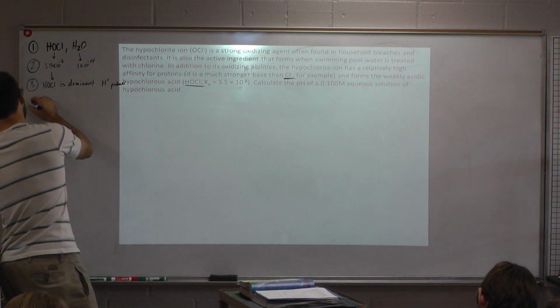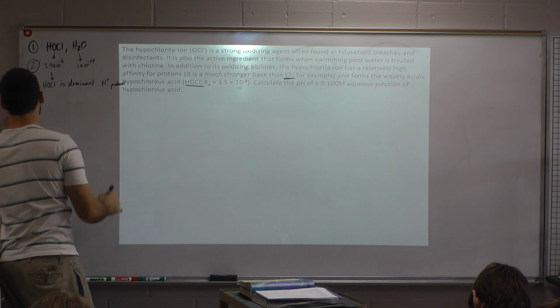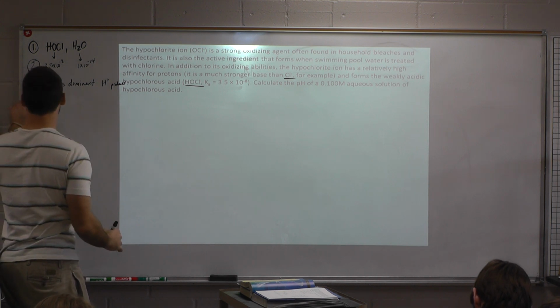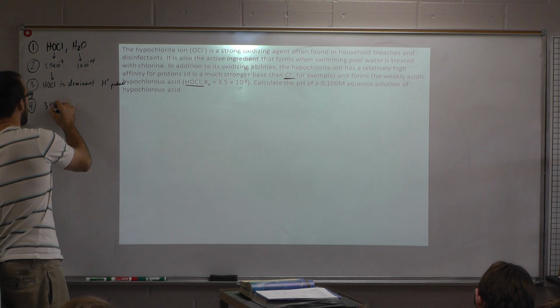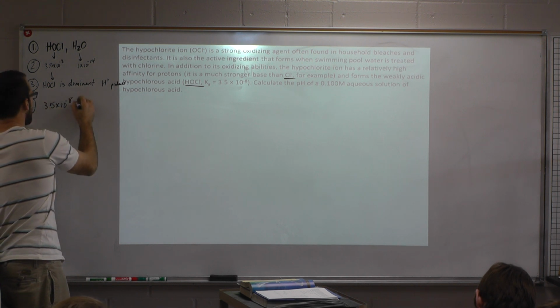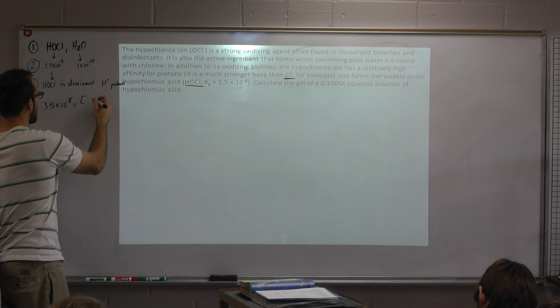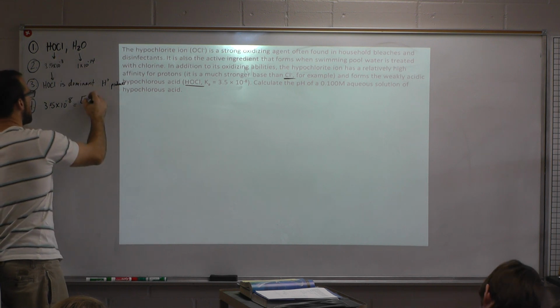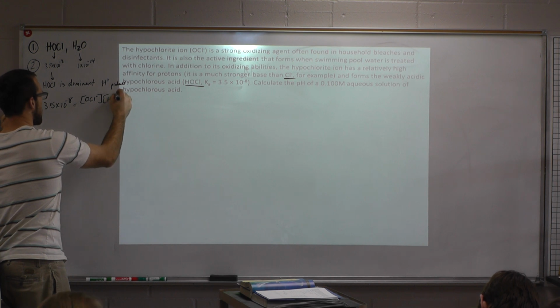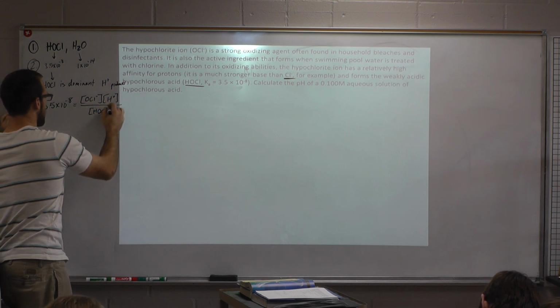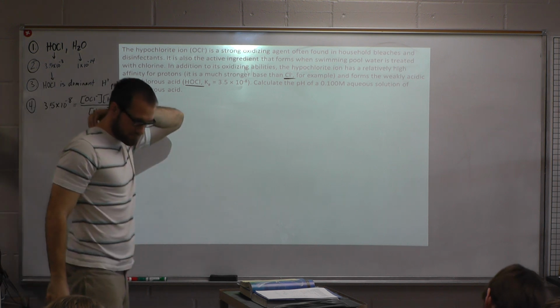Step 4, write the expression now that we know what the main contributor of our hydrogen is going to be. Products over reactants is going to break up into OCl- and H+. The nice table.